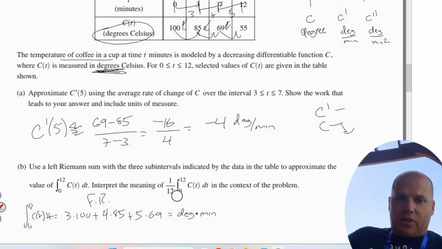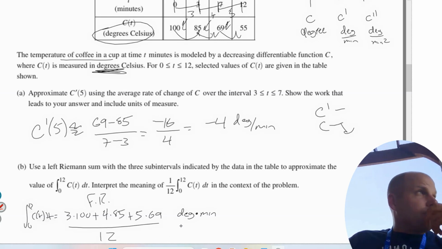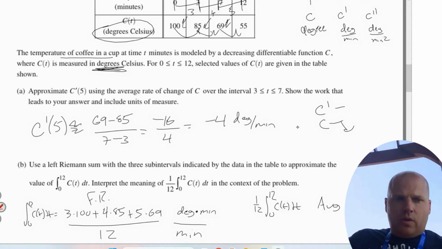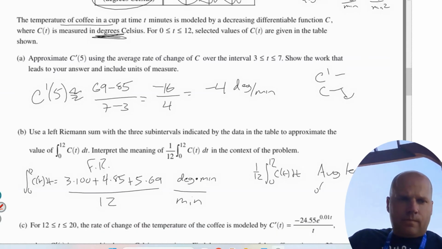Degrees per minute, it's degrees times minutes. I'm taking my degrees and multiplying by minutes. They didn't ask you for that value or those units, but you should understand that when you divide by 12 minutes, you get degrees. So this guy right here refers to the average temperature of the coffee in degrees.